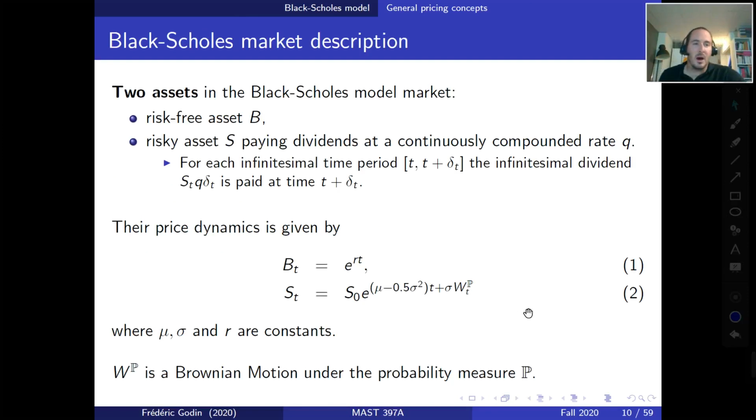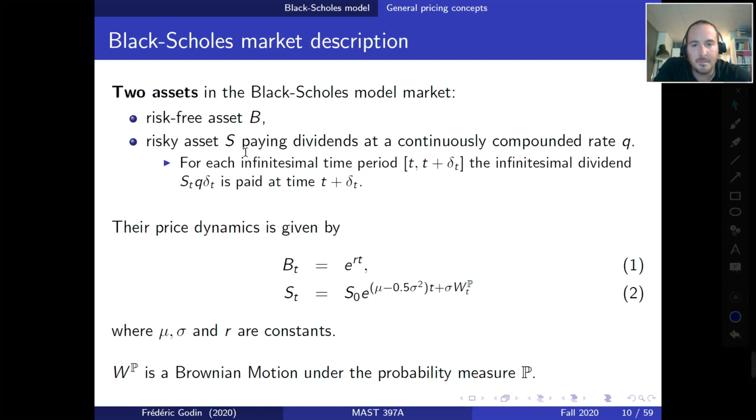Now we're going to jump to finance and start highlighting the Black-Scholes model. Again, we're going to consider a market with two traded assets, similar to what we did in the last chapter. The first asset is a risk-free asset, which we denote by B. The second asset is a risky asset denoted by S. The risky asset is often a stock.